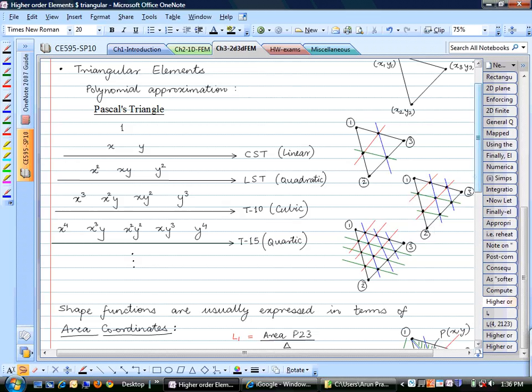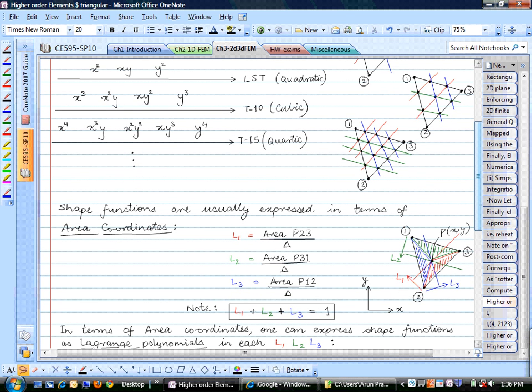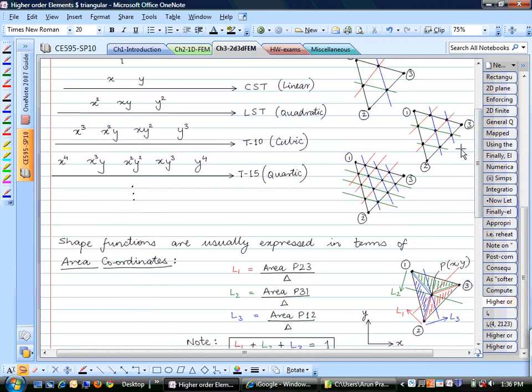So the next thing is now that let's say we have these coordinates of these 3 points, and we want to use some triangle, let's say T10.